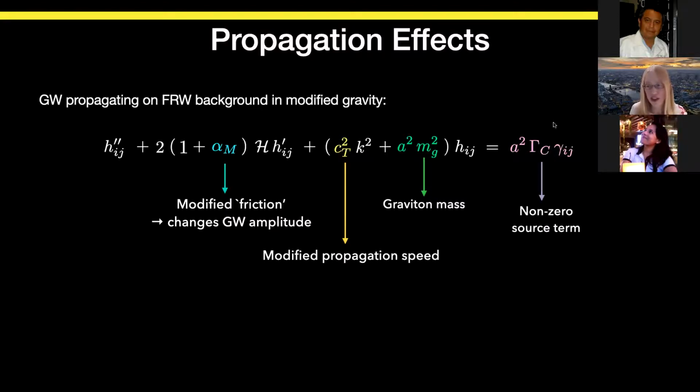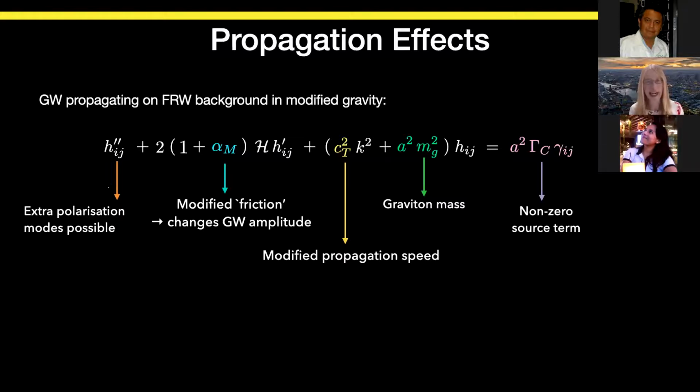There's a non-zero source term that could appear on the right-hand side. In GR this would be 0, but if we had something that acts like a source of an isotropic stress, it could source this equation. And finally, I can't really show this in the equation here, but there's the possibility of extra polarization modes. In GR we just had the plus and the cross polarization, but we could actually have up to 6 known polarization modes in extended theories of gravity. So there's all sorts of phenomenology here that we could use to test gravity.